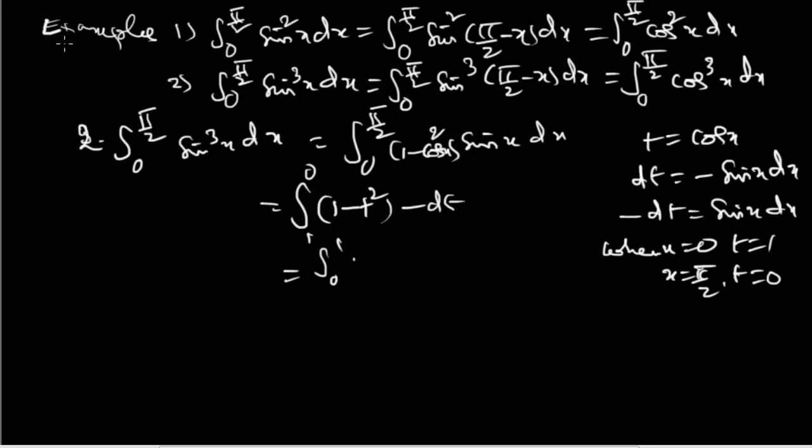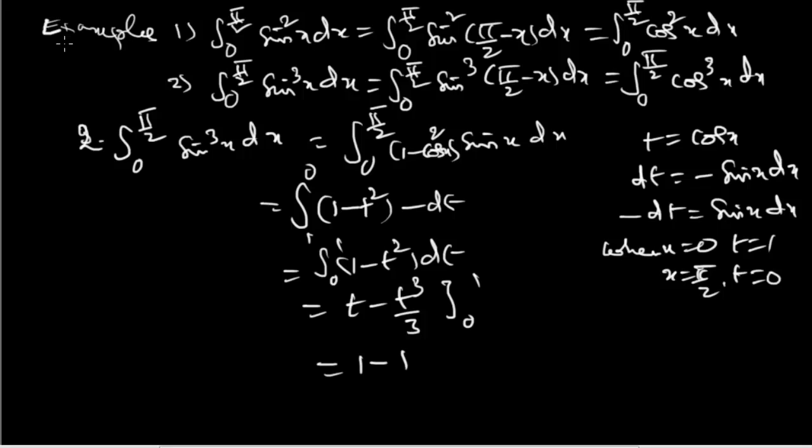Integral 0 to 1, 1 minus t squared dt, and that is nothing but t minus t cubed by 3, limits 0 to 1. That is 1 minus 1 cubed by 3, minus 0 minus 0 cubed by 3. The second bracket is completely 0. It is what? 1 minus 1 by 3. It is what? 2 by 3. So when sin cubed x dx is 2 by 3, cos cubed x dx is also 2 by 3.